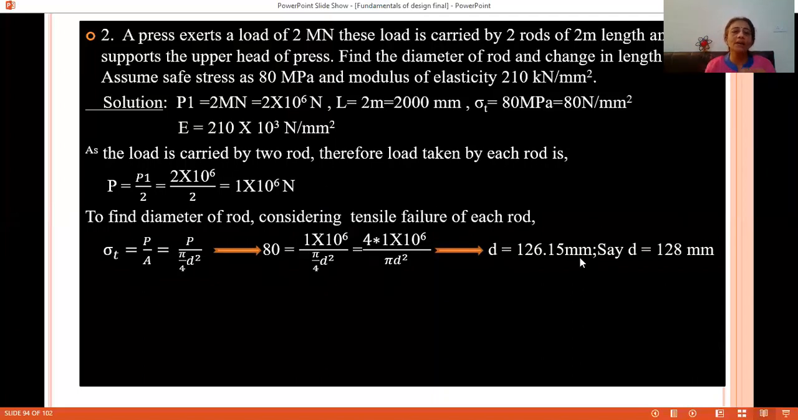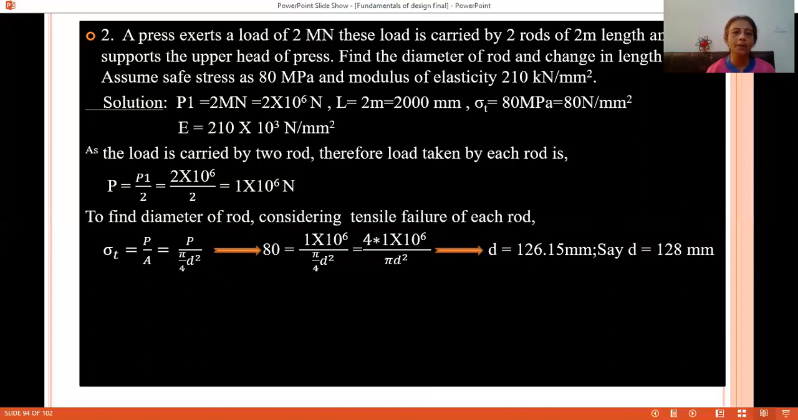This is just a safe value. So for making our design more safe, we will increase our value and say diameter can be 128 mm. Now they have asked us to find the change in length of the rod. We have seen the formula of change in the length of the rod.